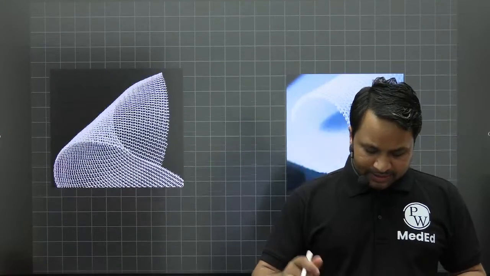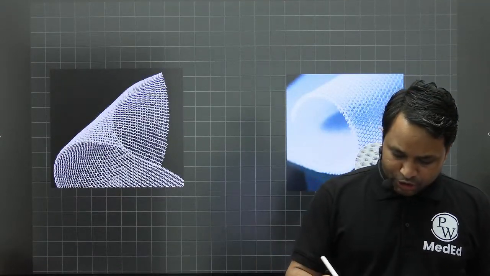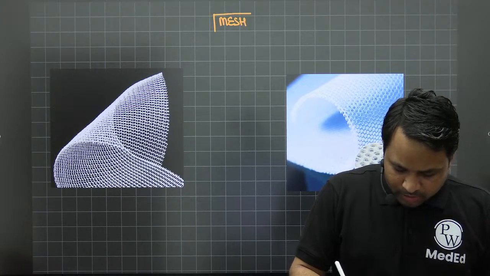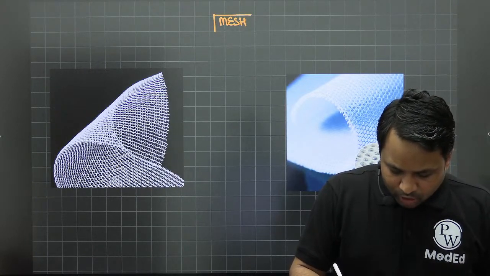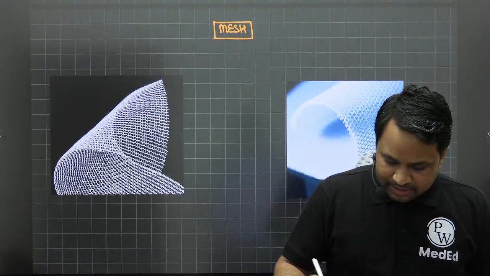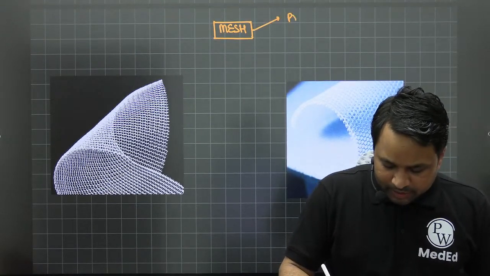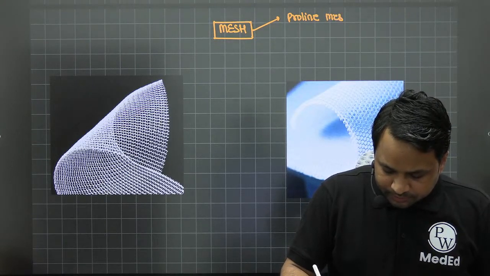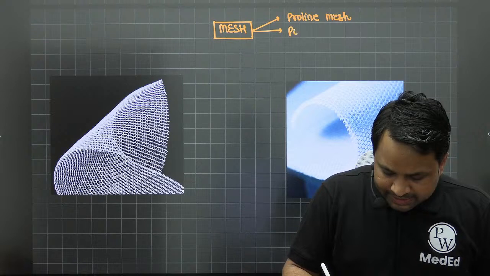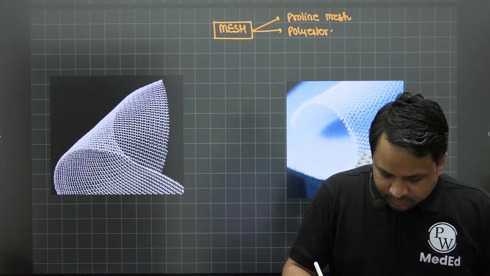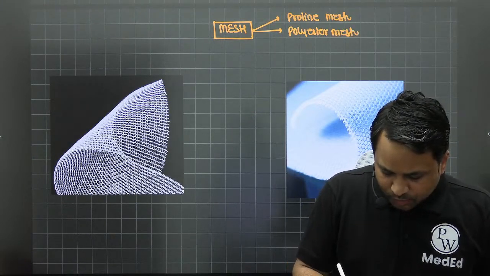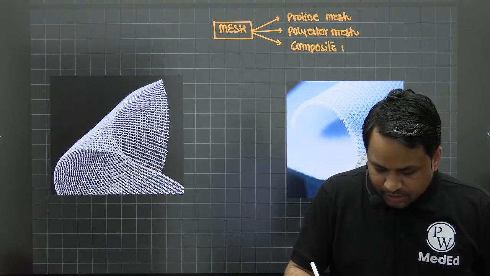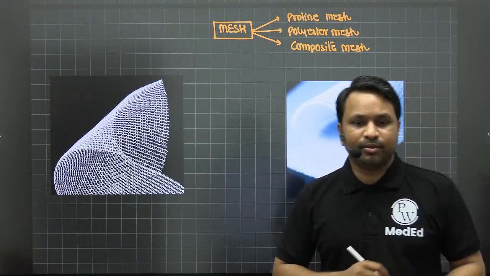Now, the last thing that we'll be talking about is the mesh that is going to be used in the hernia. We'll talk about the properties and the overlaps. Normally, when we say mesh, the materials that are quite often used: one is your Prolene mesh, that is polypropylene. Another one is your polyester mesh, which is more of a textile and smooth. And one you have is a composite mesh, which uses two different materials.